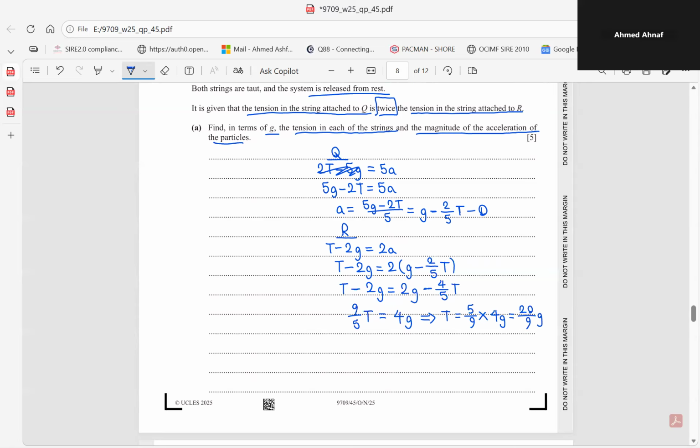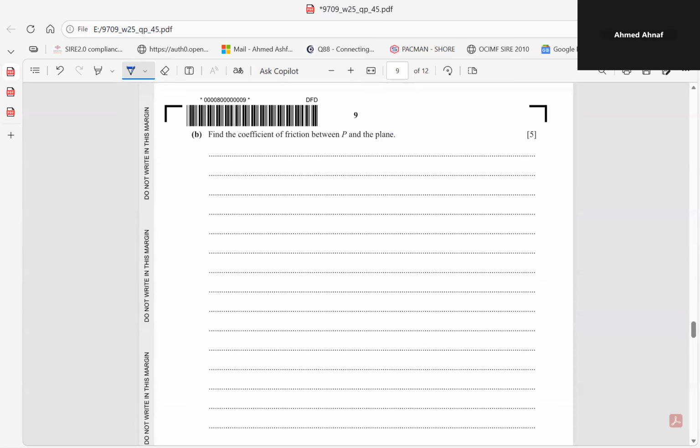Okay. And yeah, so this is the tension in the string. Now we can automatically find the acceleration, which is g minus 2 over 5T, which is 20 over 9g. That's going to be 1 minus 2 over 5 times 20 over 9, 1 over 9g. So I believe these would be our final answers for the first part. Let's move on to the next part.